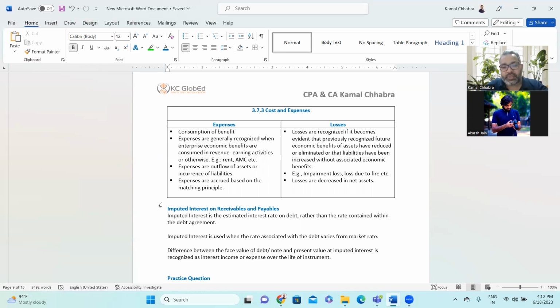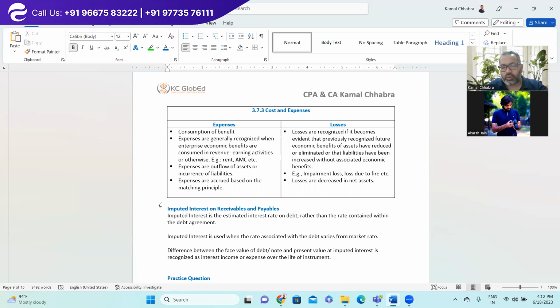And then expenses are outflow of assets or incurrence of liability. So expenses may result in either an outflow of your asset, that means your cash or your bank account generally goes out. The accounting entry for expenses is expense account debit to payable to the respective party, so it may increase your liability, or expense account debit to cash, so it may reduce your asset. So that's what expenses are all about, and expenses are accrued based on the matching principle which we have discussed. So this is very basic, very general, which you study from 11th standard, so nothing new in it.